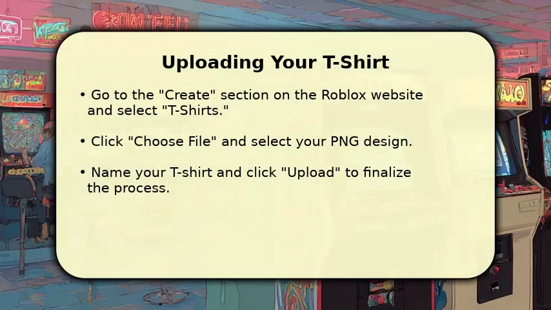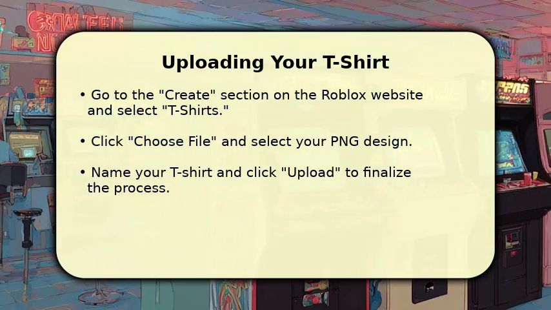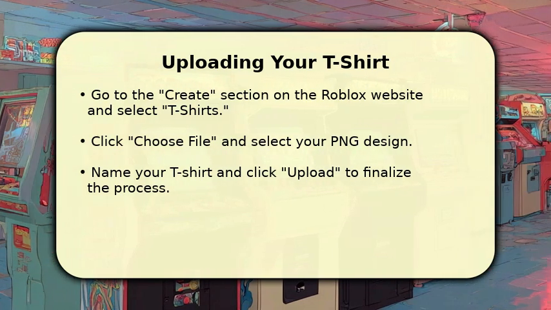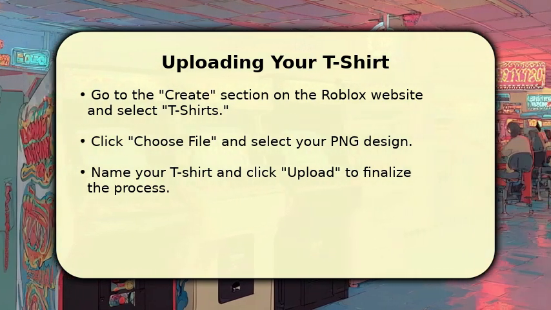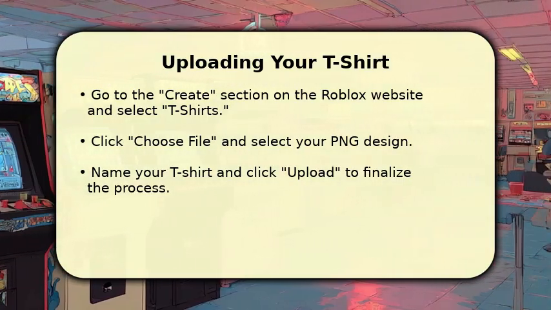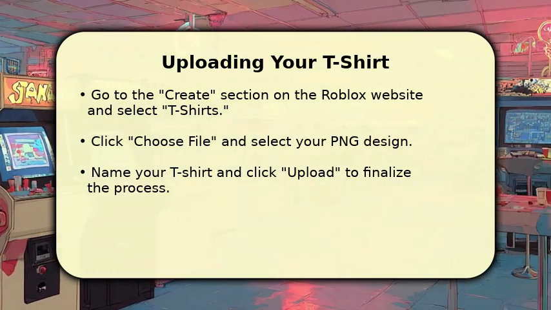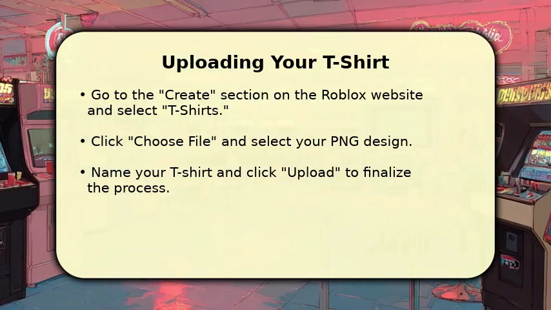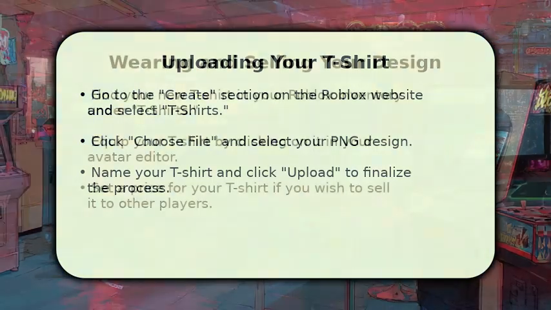With your design ready, it's time to upload it to Roblox. Navigate to the Create section on the Roblox website and select T-shirts from the menu. Click the Choose File button and locate your saved PNG design. Give your T-shirt a clear and descriptive name, then simply click Upload. Your custom T-shirt will then be available in your inventory.